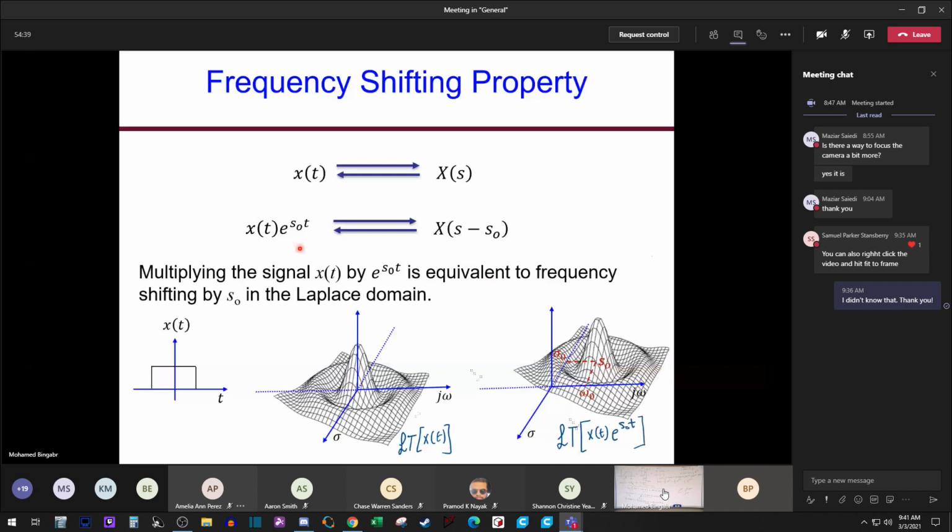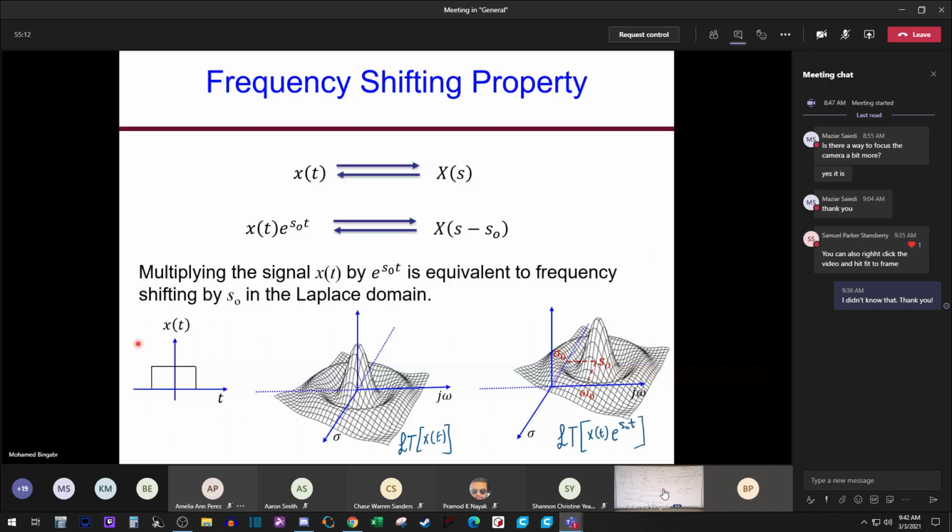But if you multiply a signal by e to the s0 t, then the spectrum will change. How is it changing? It will be x of s minus s0. That means the whole spectrum, instead of centered around s equals 0, will now be centered around s0. So by modulation, or multiplying the signal in the time domain by this exponential, you are shifting the frequency from 0 to be centered around s0.